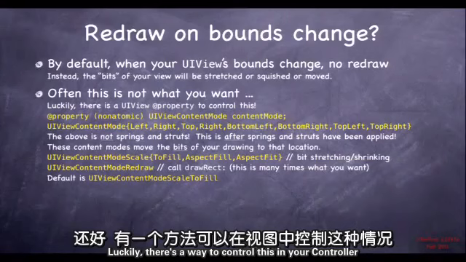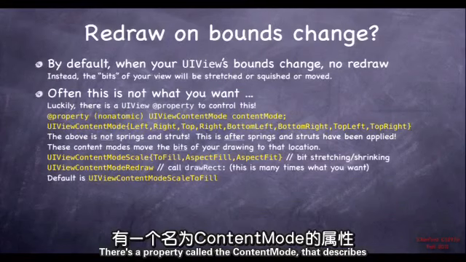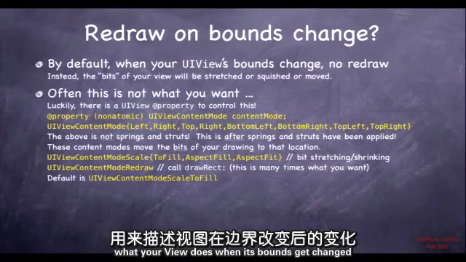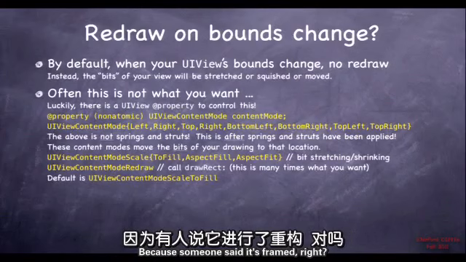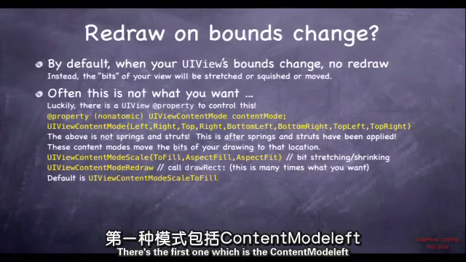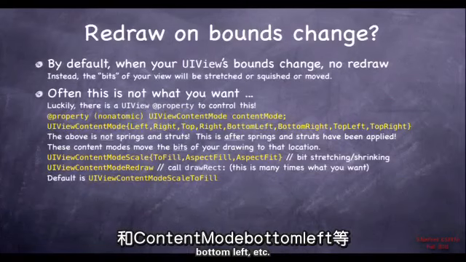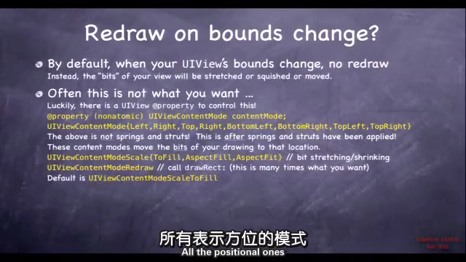Luckily, there's a way to control this in your view, not in your controller, in your custom view. There's a property called the content mode that describes what your view does when its bounds get changed because someone set its frame, right? And there's really three kinds here. There's the first one, which is content mode left, content mode right, content mode top. That should be bottom, not right again. Bottom left, etc. All the positional ones.